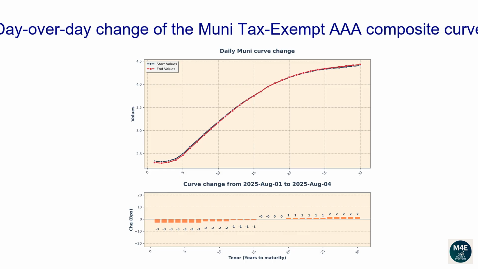Let's now go over how the Muni AAA tax-exempt curve has changed since the prior business date. The graph displayed on the top side shows the most recent curve versus the prior day curve. The bar plot on the bottom side shows instead the difference between the two curves, in basis points. The one-year tenor changed -3 basis points. The two-year tenor changed -3 basis points. The five-year tenor changed -3 basis points. The 10-year tenor changed -2 basis points. The 20-year tenor changed 1 basis point. The 30-year tenor changed 2 basis points.